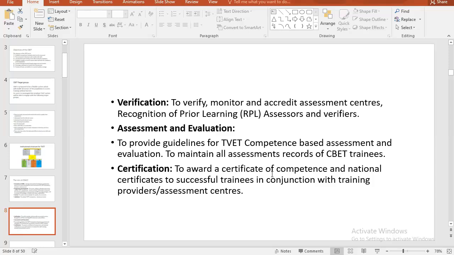We have another one, number 6, assessment and evaluation. That is, SIDAC provide guidelines for TVET competence-based assessment and evaluation and maintain all assessment records of CBET trainees. The last function of SIDAC is certification. That is, they award a certificate of competence and national certificates to successful trainees in conjunction with training providers or assessment centers. So with the new curriculum, the certificate will be awarded by SIDAC, as opposed to the updated curriculum where the certificate was being awarded by NEC.